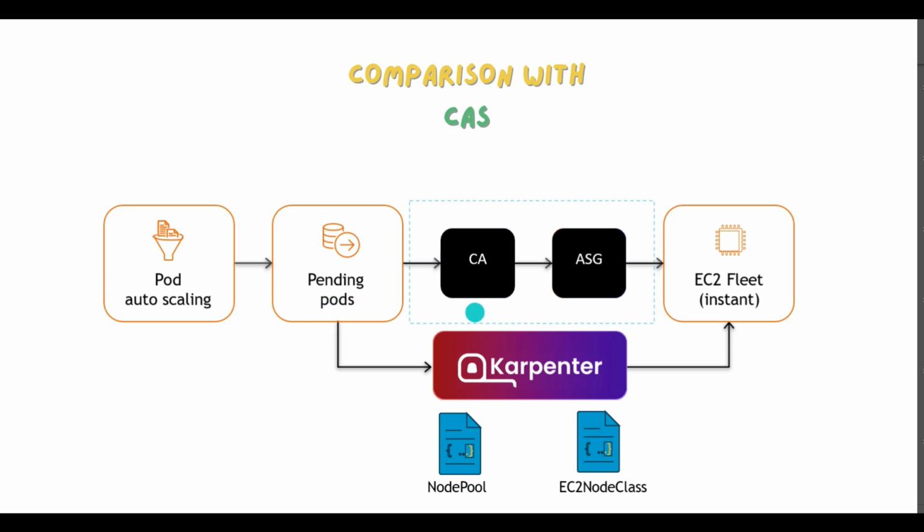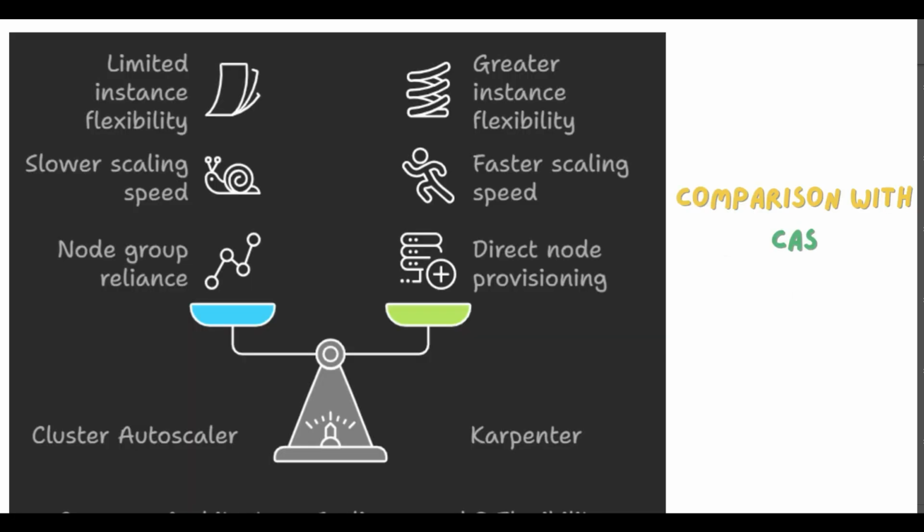What does cluster autoscaler do? It interacts with autoscaling group and then creates the EC2 instance. The same thing, what Karpenter does is it sees the pending pods and then it directly interacts with the EC2 fleet APIs and then creates the nodes. We're going to go much deeper into this. This is just a very high level. I wanted to show you the picture of how cluster autoscaler and Karpenter look like.